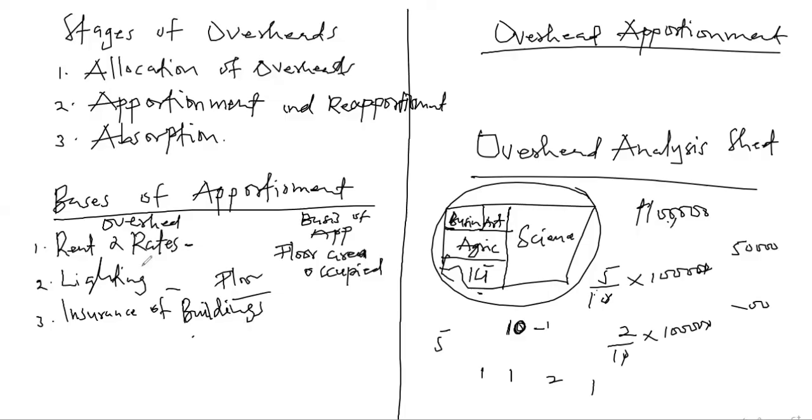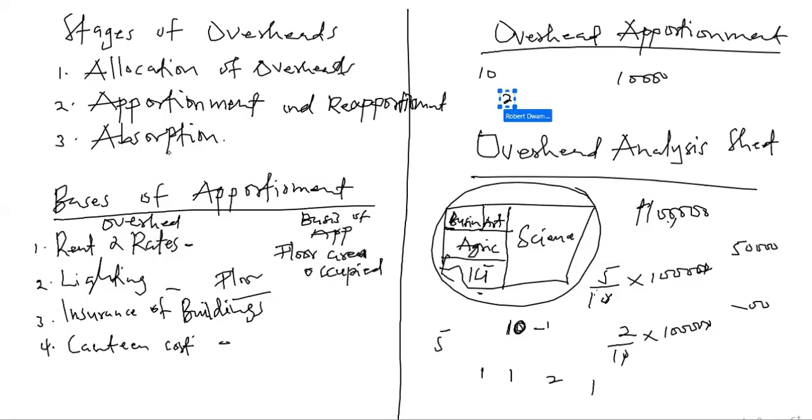Also, let's say we have canteen costs. So for canteen costs, the basis for apportionment will be what? The number of employees. So if it's 10,000, and the accounting department has 10 employees and the marketing department has 20 employees.